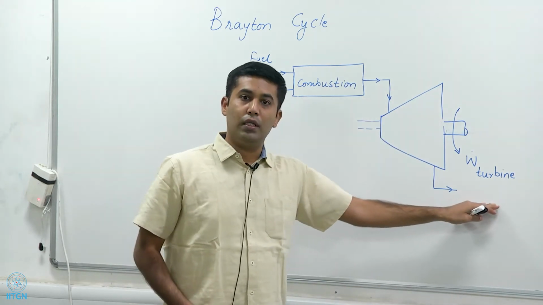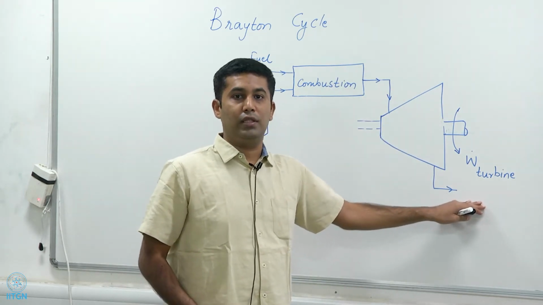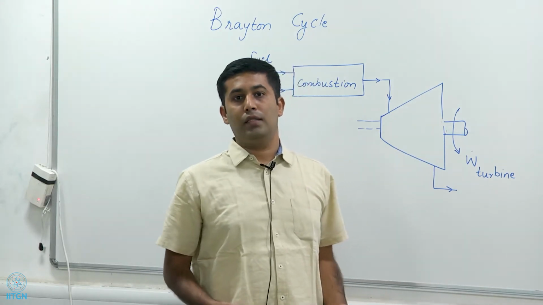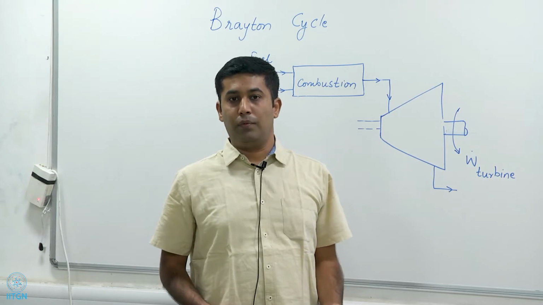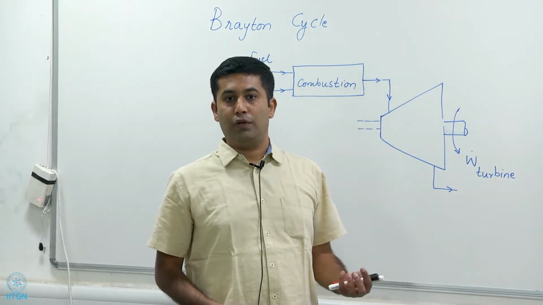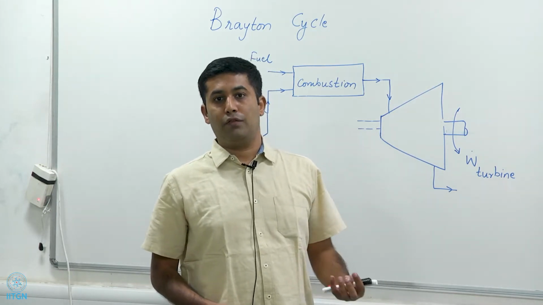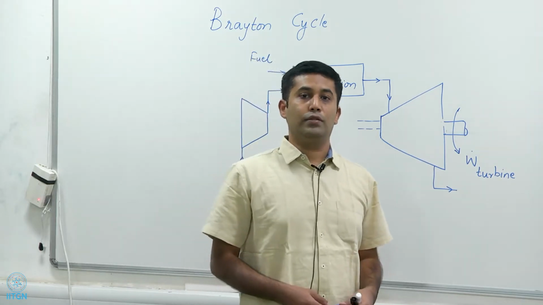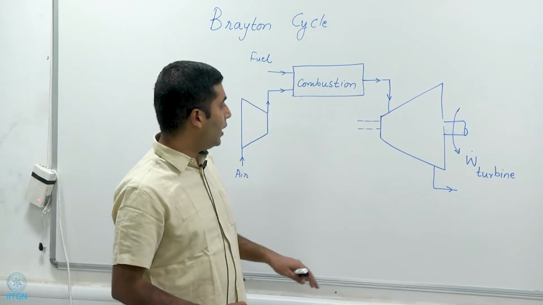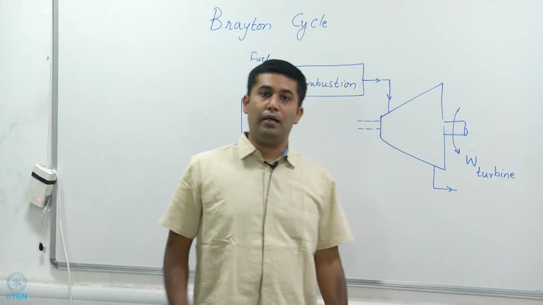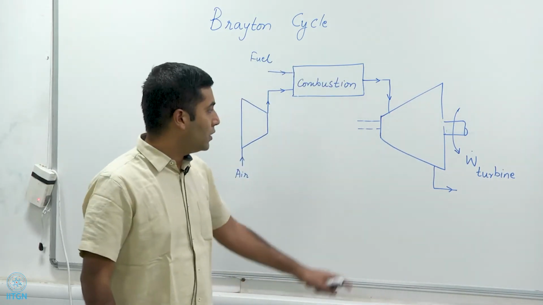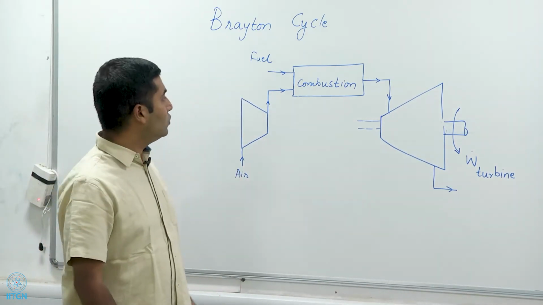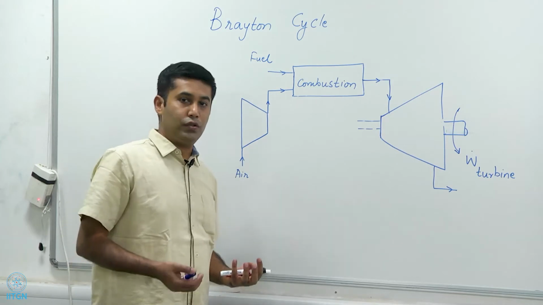What is exhausted out is actually the exhaust gas, which is depleted of oxygen, which is depleted of fuel, but is probably rich in carbon dioxide, water vapor, a bit of carbon monoxide, a bit of unburned fuel, perhaps a bit of unreacted oxygen, and a whole lot of nitrogen, carbon dioxide, and so on. These are exhausted out typically into the atmosphere, and so the cycle is actually not completed in reality.